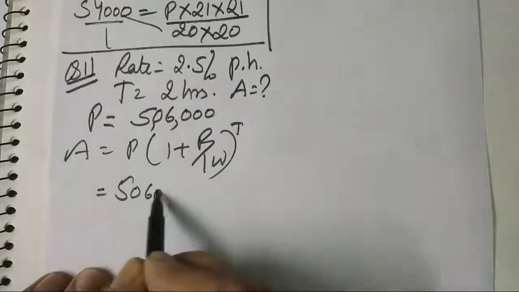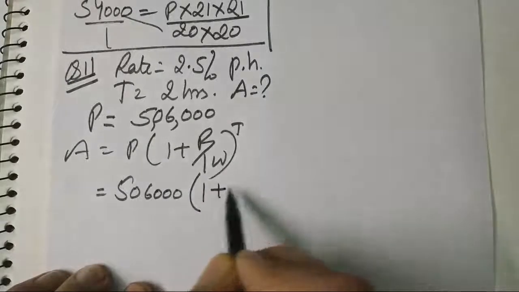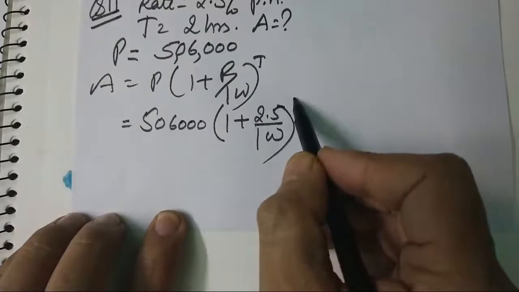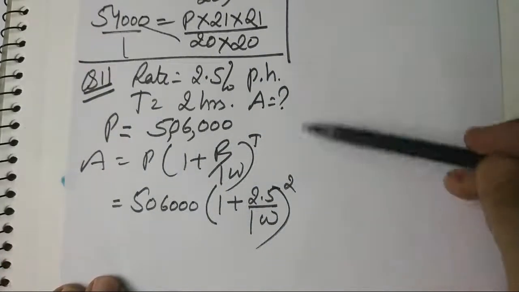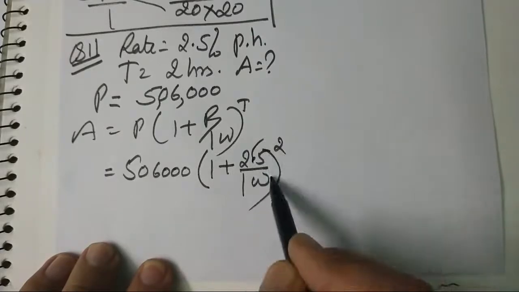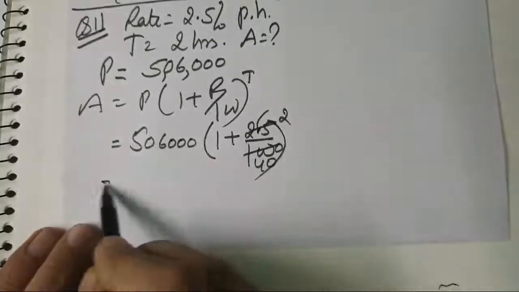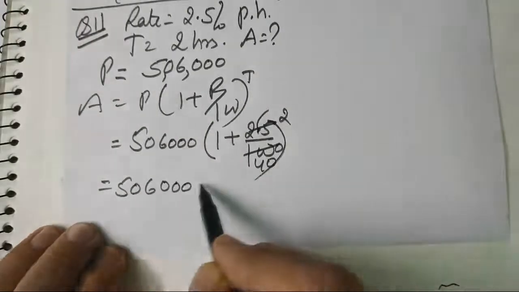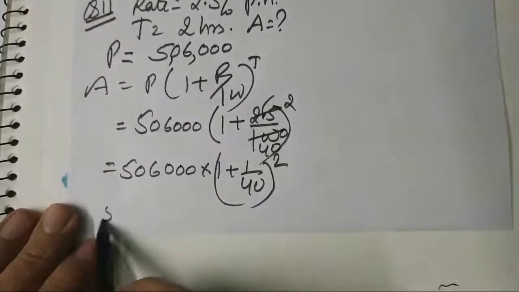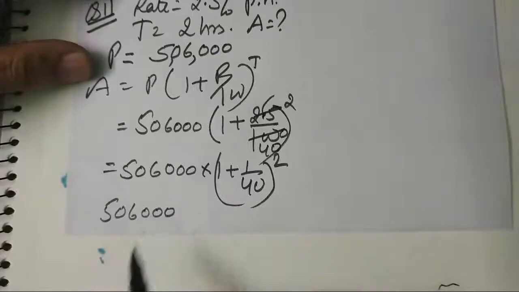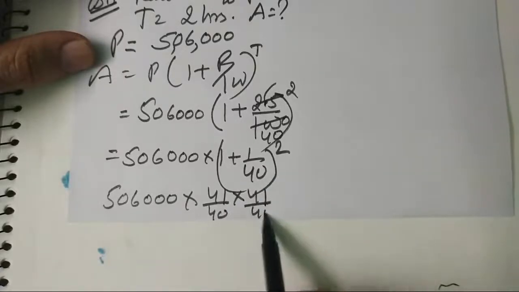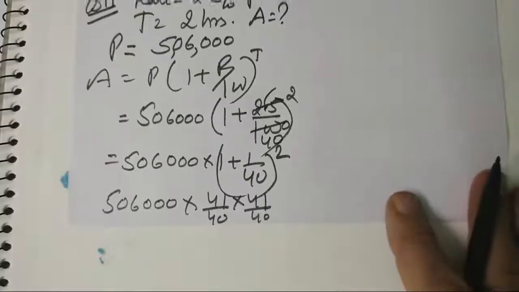So it will be 5,06,000 and 1 plus 2.5 upon 100 and time is 2 hours. Because the rate is in per hour, so your time will be 2 hours. Rest everything is same which you have been doing. Only thing is now there is a decimal, so it will become 100. This will become 25 upon 1000, that is 1 upon 40. So in this the numbers which are coming are 1 plus 1 upon 40, power will be 2. And then finally the number will become 506 into 41 into 41, because there is whole square, upon 40 into 40. Now simplify and you will get the population after 2 hours.